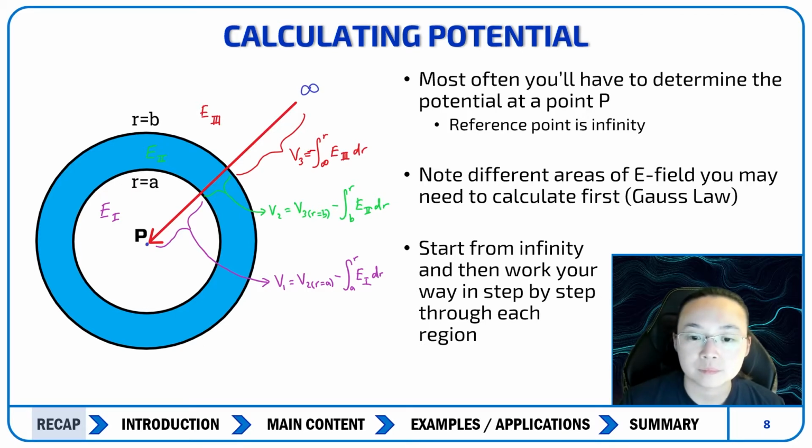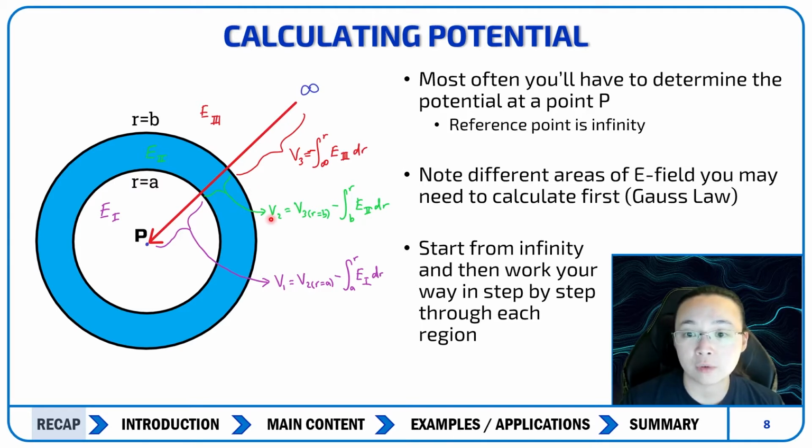Okay. So that should be the negative integral from infinity to any point r along this line in region 3 of E3 dr. So that gives you the potential for a point along this line in this region. Now, what happens if you want to figure out the potential at a point inside this blue region? So that's where electric field number 2 exists.